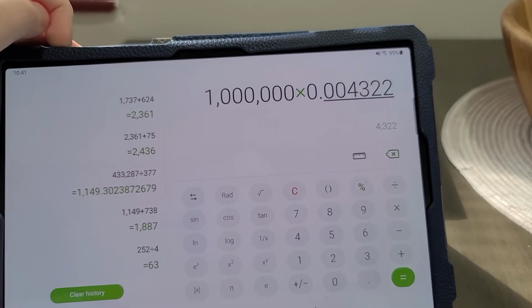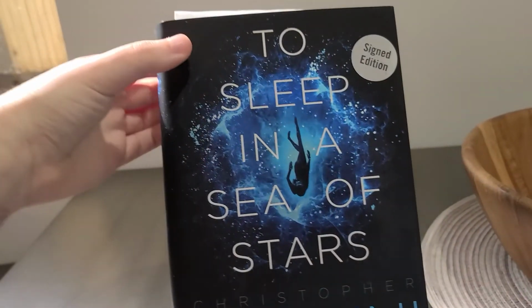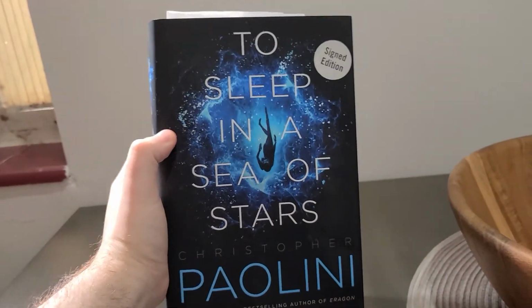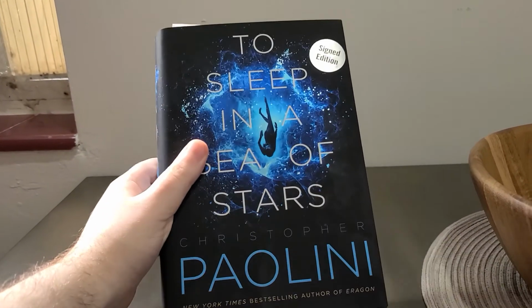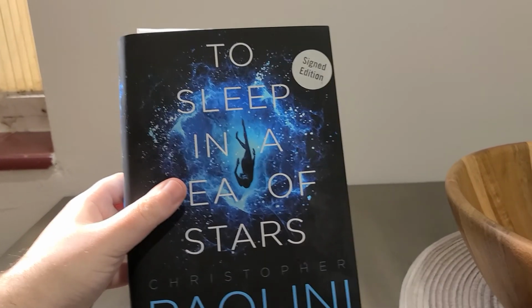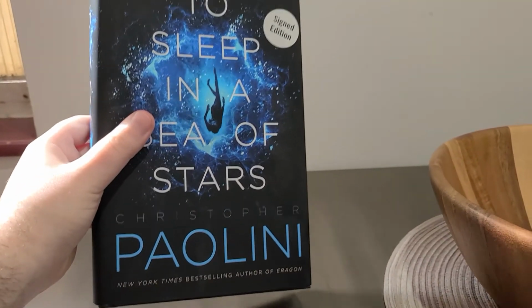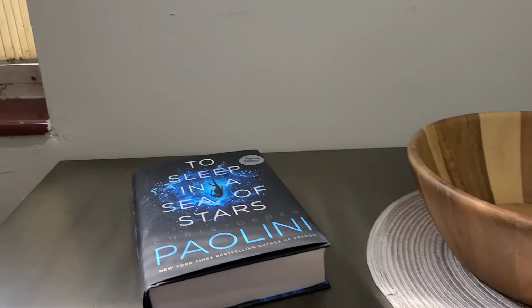Now, before we go into the outro or flip back around, I figured I would give you guys a reading recommendation. So here it is. It's To Sleep in a Sea of Stars by Christopher Paolini. I've been a big fan of his for a while now. I'm sure you can see it is the signed edition because I'm such a fanboy, I had to. But yeah, if you're looking for a reading recommendation, I definitely recommend this book. I'm about 100 pages in, but because I have so little time, I haven't really had much time to get any further in, but I am going to be doing a lot more reading this weekend. So yeah, there's my recommendation.